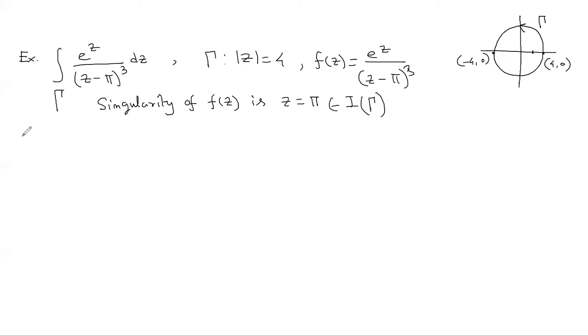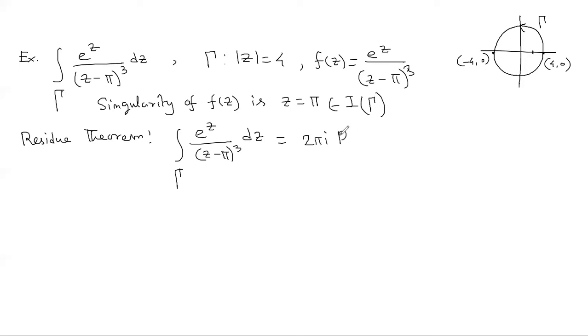So now if we apply the residue theorem, we'll get integral over gamma e power z by z minus pi power 3 dz equal to 2 pi I times residue of f at the point pi. Now we see fz is equal to e power z by z minus pi power 3.